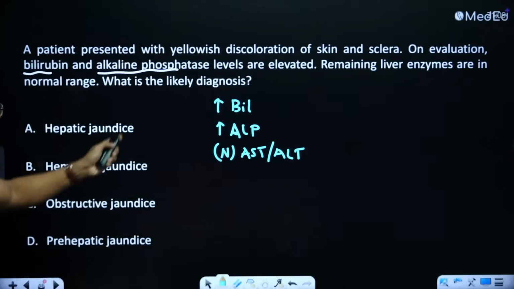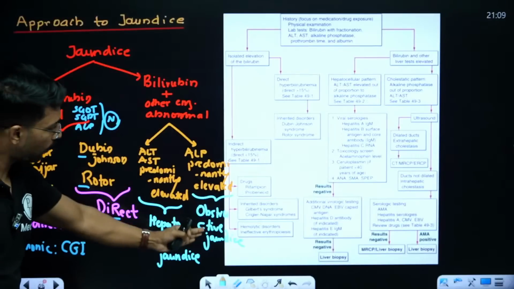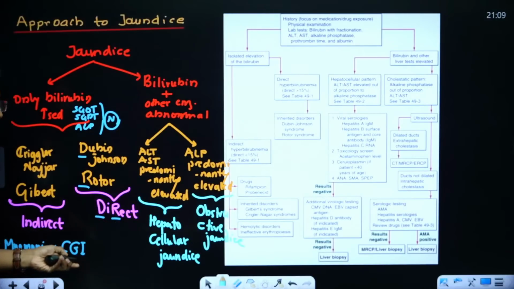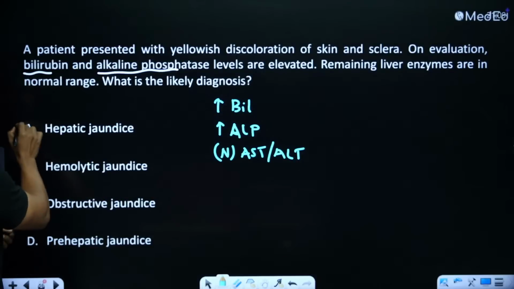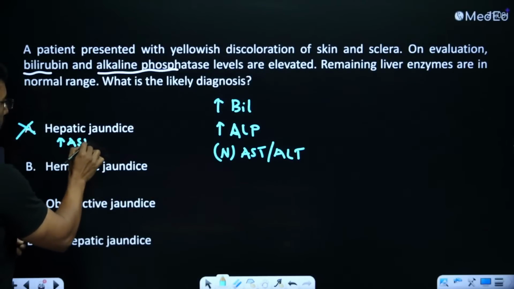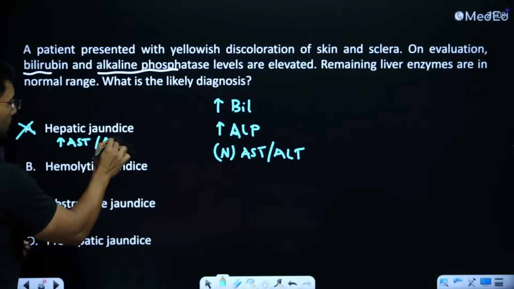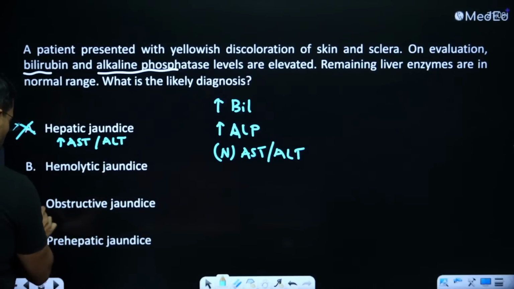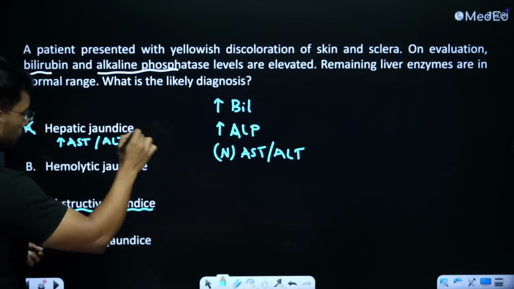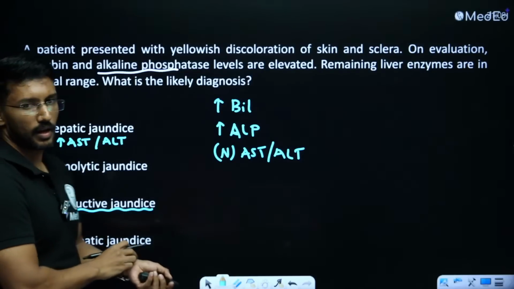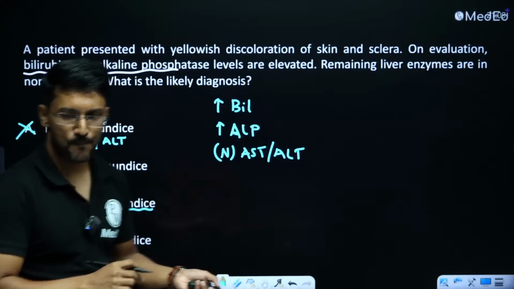So what should I think according to this algorithm? I should think of obstructive jaundice. If AST, ALT were mainly elevated, I should think of hepatocellular jaundice. So it is not hepatocellular jaundice, because in hepatocellular jaundice there will be a rise in AST or ALT or both. So what should I strongly think of? I should think of obstructive jaundice. So our answer here is going to be obstructive jaundice, looking at the ALK phos elevation.